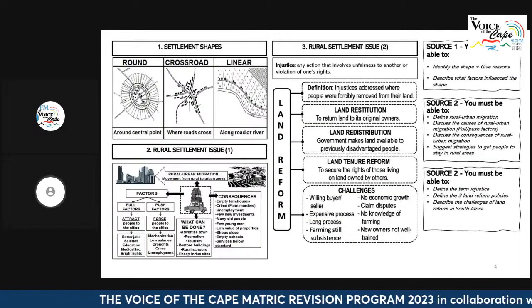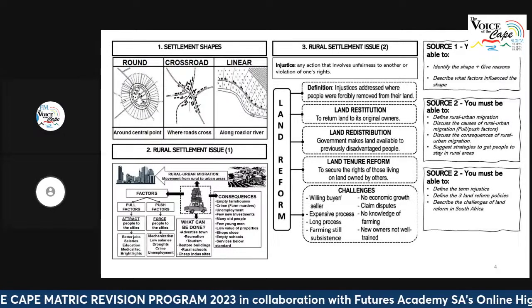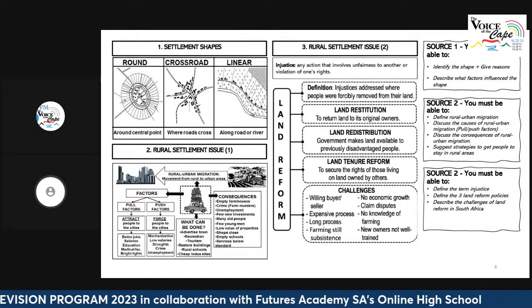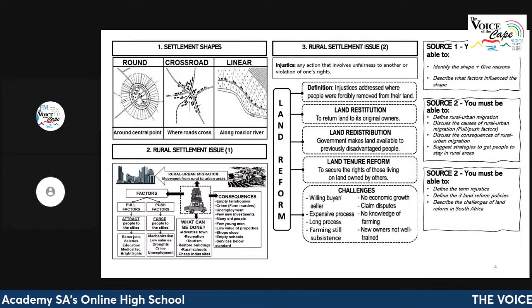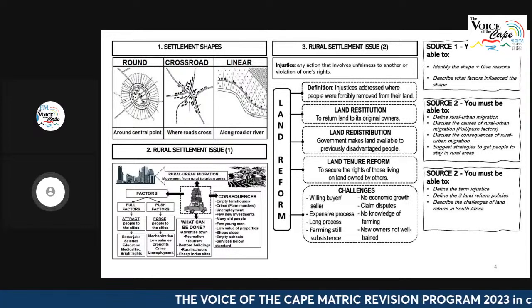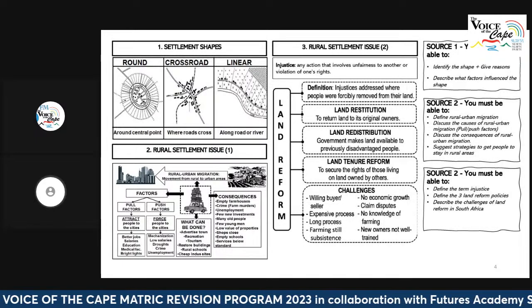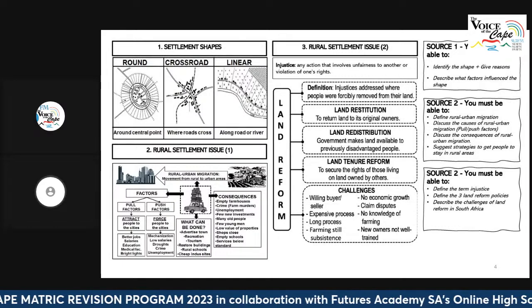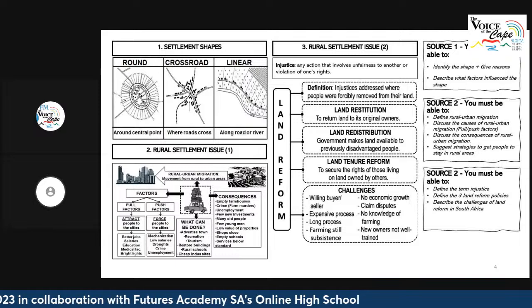Then, in terms of the settlement shapes, we get three different types of shapes. Now, often the settlement shapes come in with nucleated and dispersed settlements, so they work hand in hand with each other. Remember, a round settlement is often where activity takes place around a central point. So maybe a kraal is placed in the center of this particular settlement, and people build around it in order to protect their kraal.